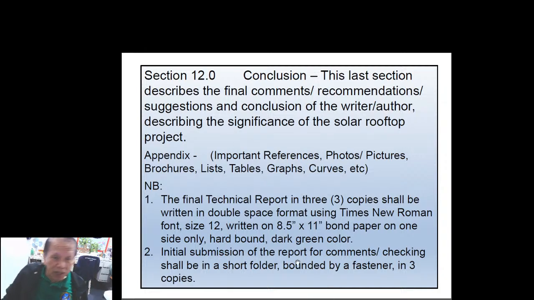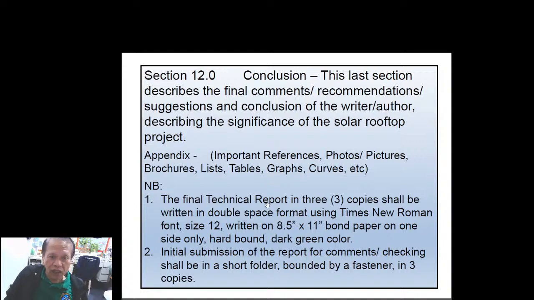Okay, appendix. This is now the last part of the report. Important references. Pictures, photos, brochures, listahan ng mga piyesa, what, no? Table of graphs, and graphs, curves, okay. Nota bene, NB, parang additional, no?